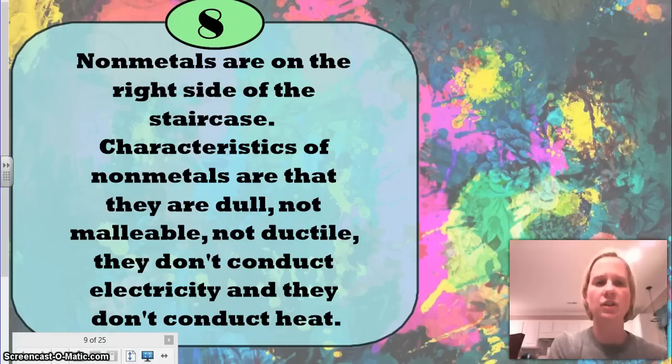Everything characteristic of a non-metal is going to be opposite that of a metal. Dull, not malleable, not ductile. They're not conducting electricity, and they're not going to conduct heat. That's what defines the non-metal.